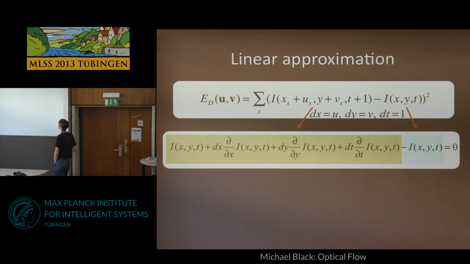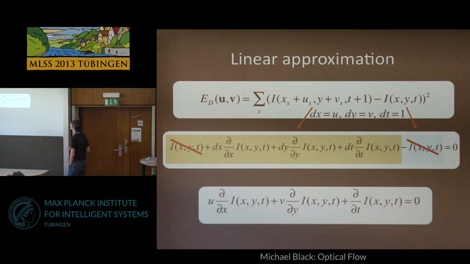So this is what's typically done. We take this term, the image with the flow offsets. We do a first order Taylor series approximation. So we write the image x, y at time t, and the partial derivative of the image in the x direction, the y direction, and the t direction. And these two terms cancel out.